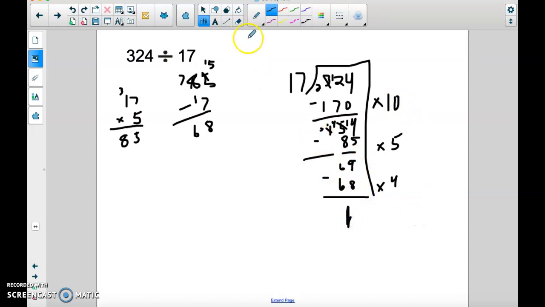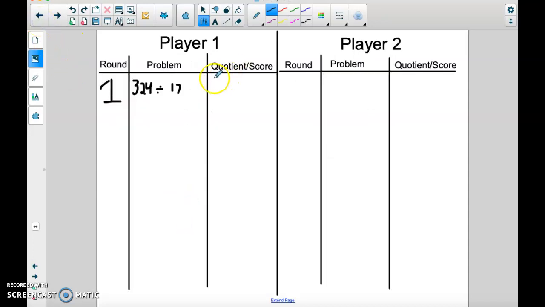So my answer here would be 19 remainder 1, or 19 and 1/17th. So if I go back here, my answer, okay, and then there we go. So then every round I would add up my score, okay? After player 2 goes, and I go again, and so on and so forth until one of us gets to 100 or above 100. Okay?